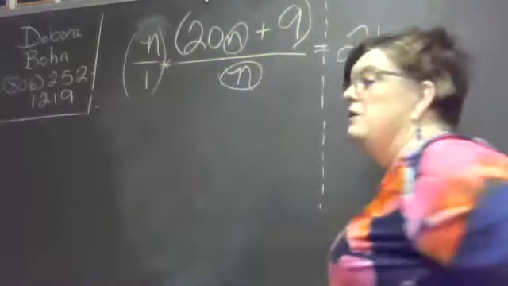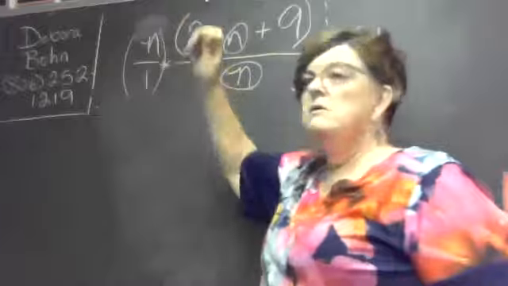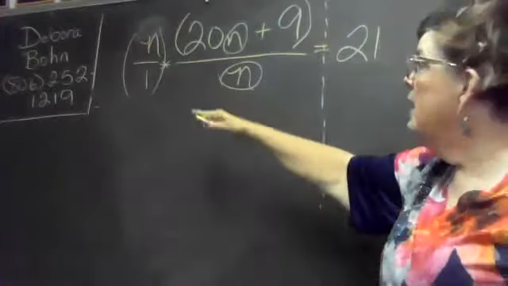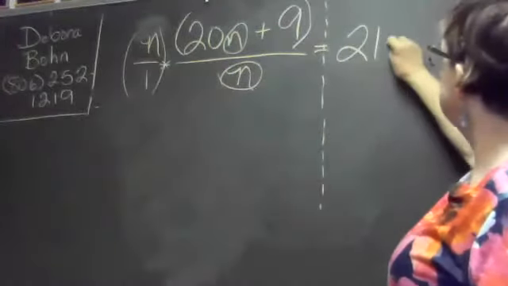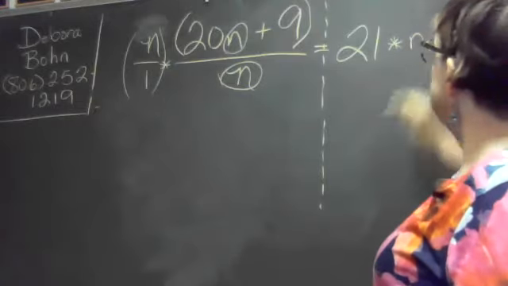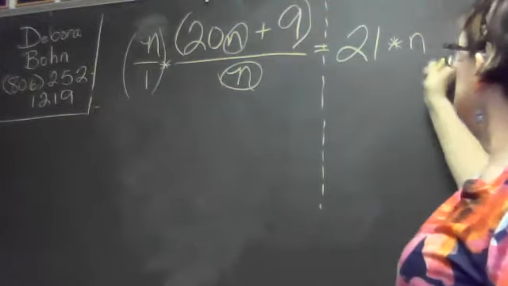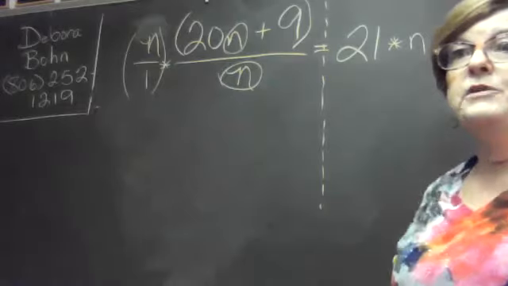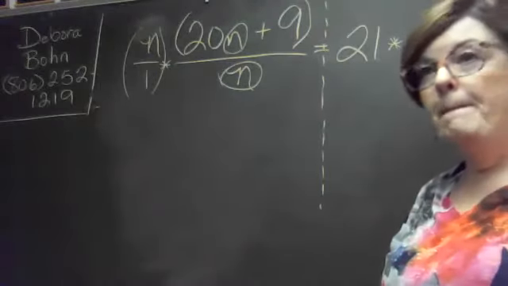And before I do anything, don't even cancel yet. Don't even do that. You have to balance the equation. So on this side, you want to do times n also. The only reason we don't put this one over 1 is because I'm not dealing with a fraction here.